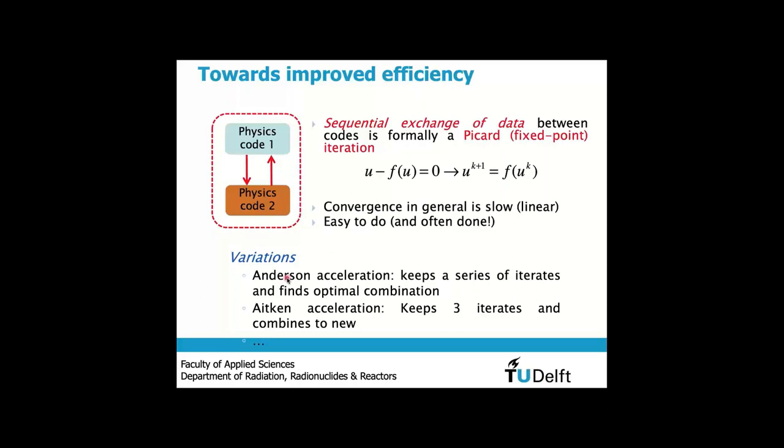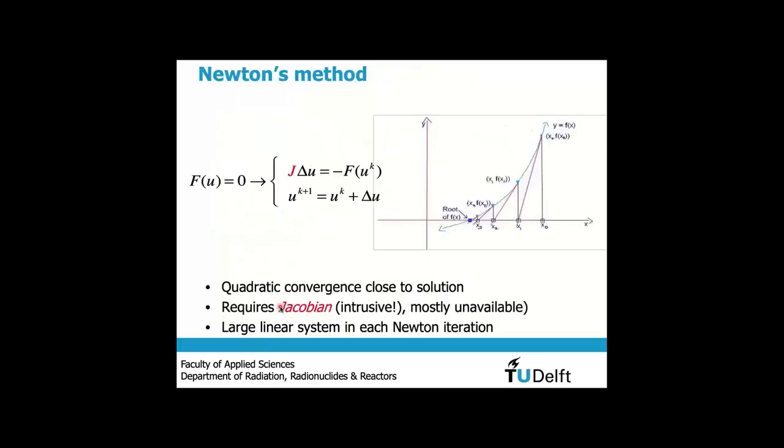There are some variations on this. Maybe that's up for further reading, how to accelerate such an iteration scheme a bit further using Anderson or Aitken acceleration. Not very important right now, so I'll just skip that.